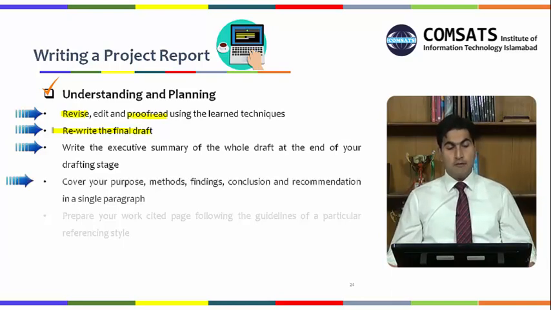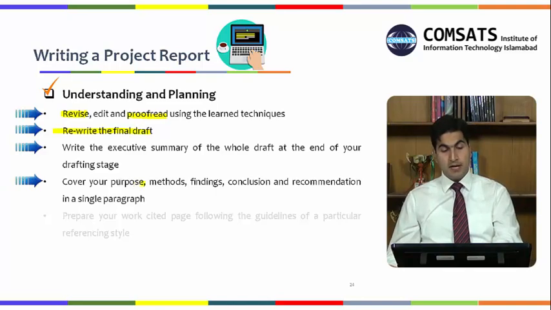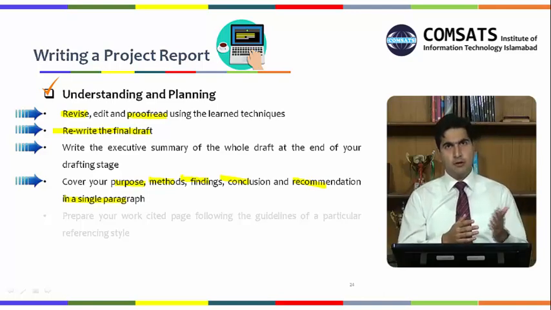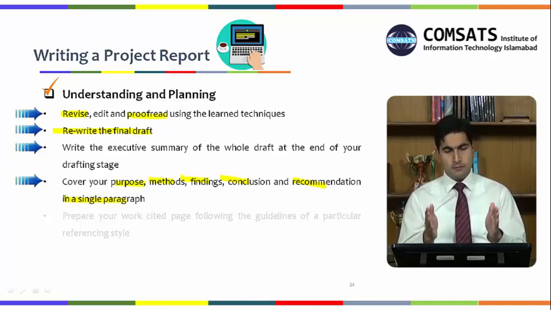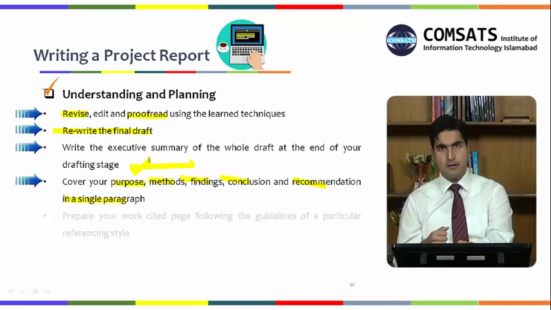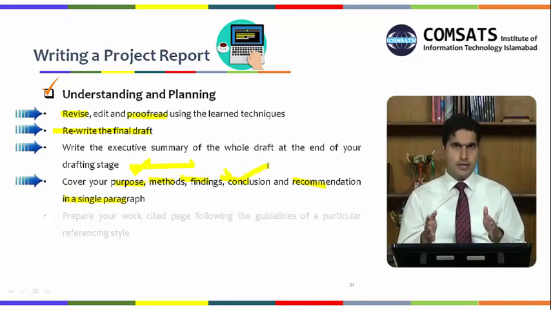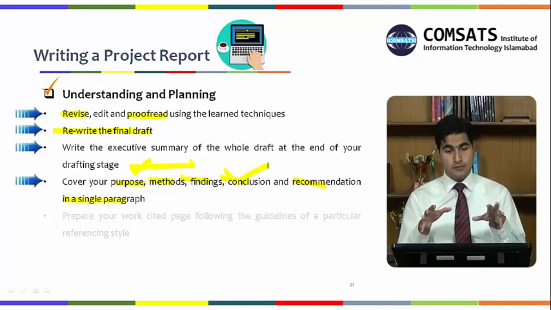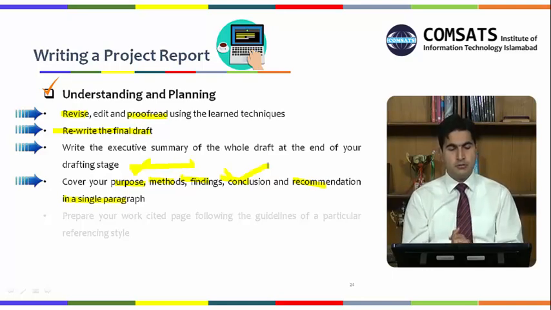That's why it has to be written very carefully. Within this executive summary, you have to cover your purpose, methods, findings, conclusion, and recommendation in a single paragraph. So you have to be very careful. You know the structuring of a paragraph: thesis statement, topic sentence, supporting details, conclusion. So keep all that in view within a single paragraph. Now this paragraph will be a bit more tricky than a common paragraph, as it demands you to write a purpose, method, finding, conclusion, recommendation. So be careful while writing each and every component.